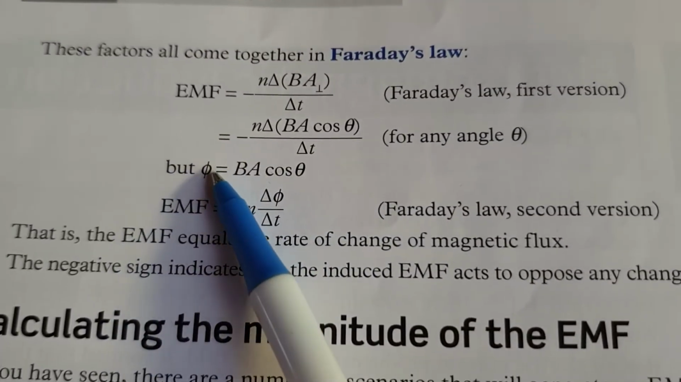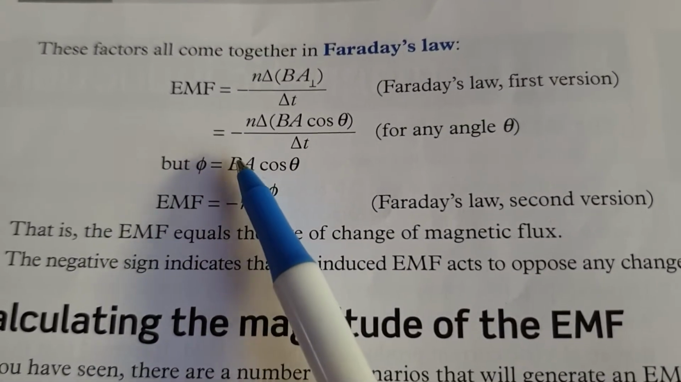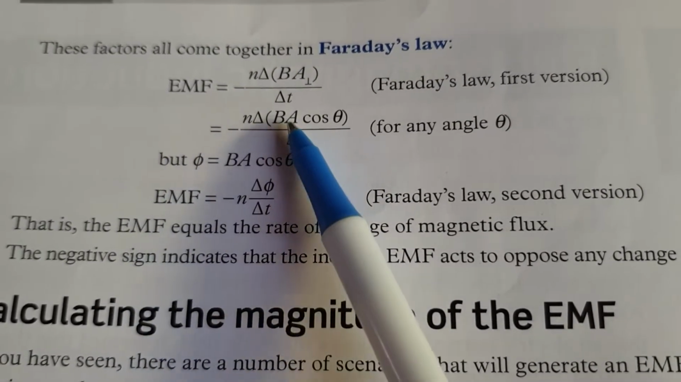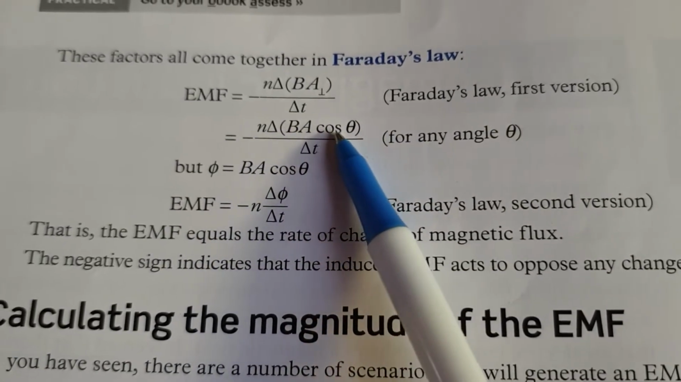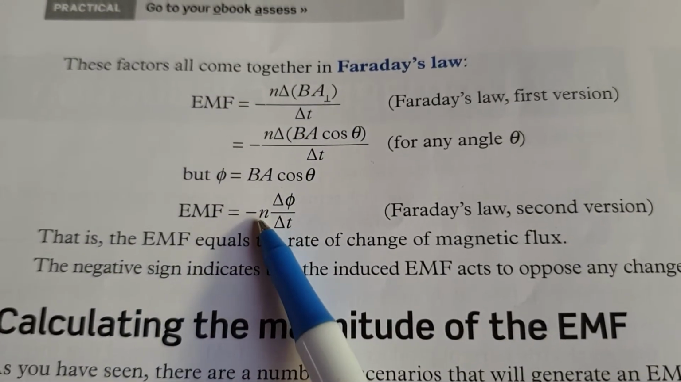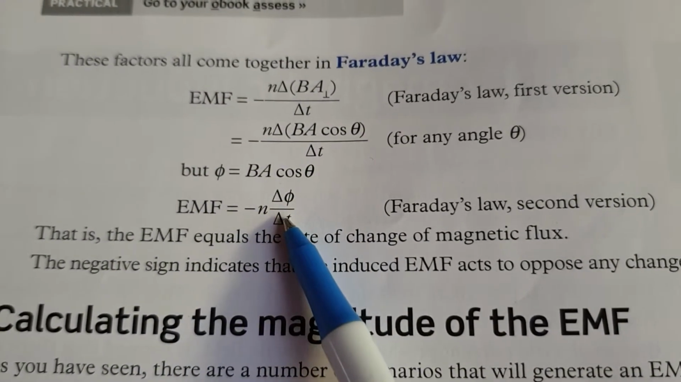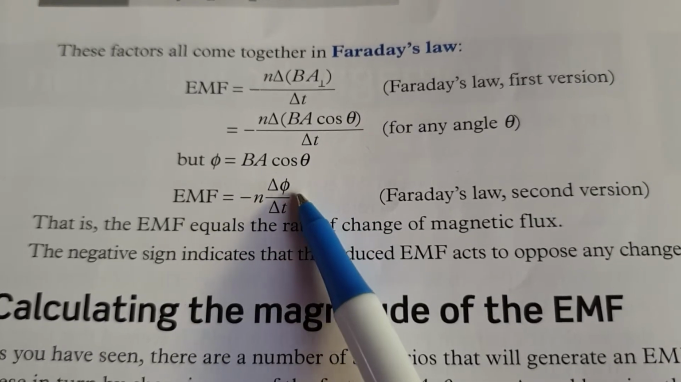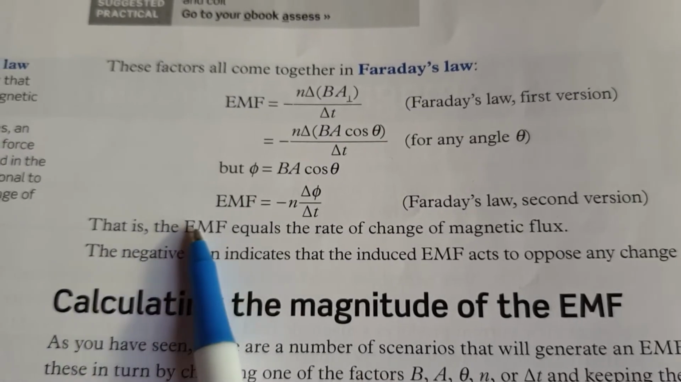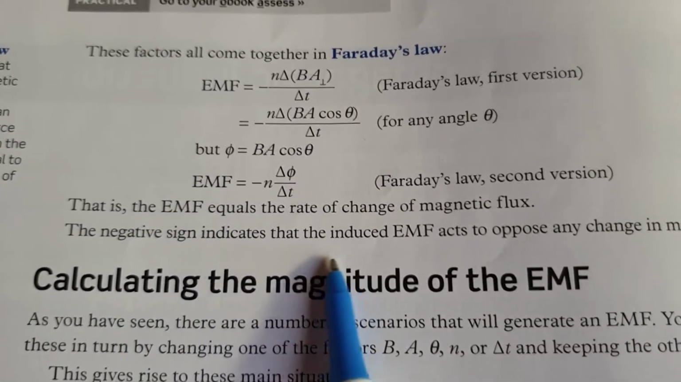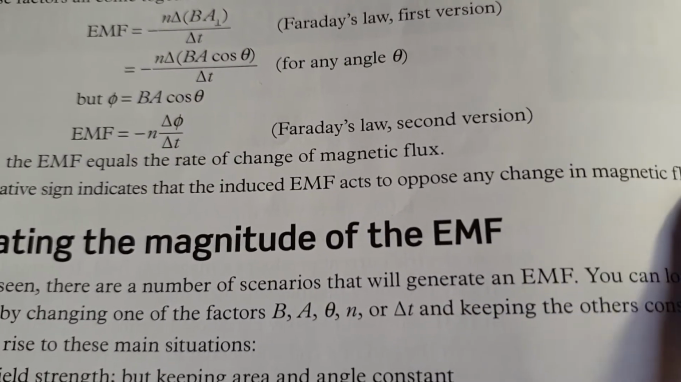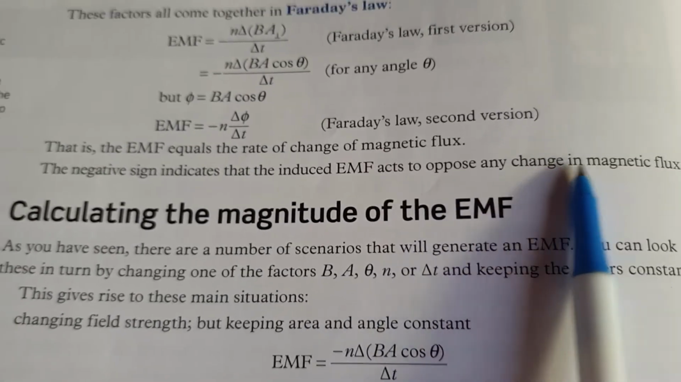Earlier we learnt that the magnetic flux was magnetic field by area by cos theta, so they're substituting in phi instead of that part there. So you've got two formulas now. Oh, and there's a negative at the front. Number of turns, the change in the flux over the time, so the rate of flux change by the number of turns. Negative sign indicates that the induced EMF acts to oppose any change in magnetic flux, and that's what I talked about before when I was doing those things with my hand signals.